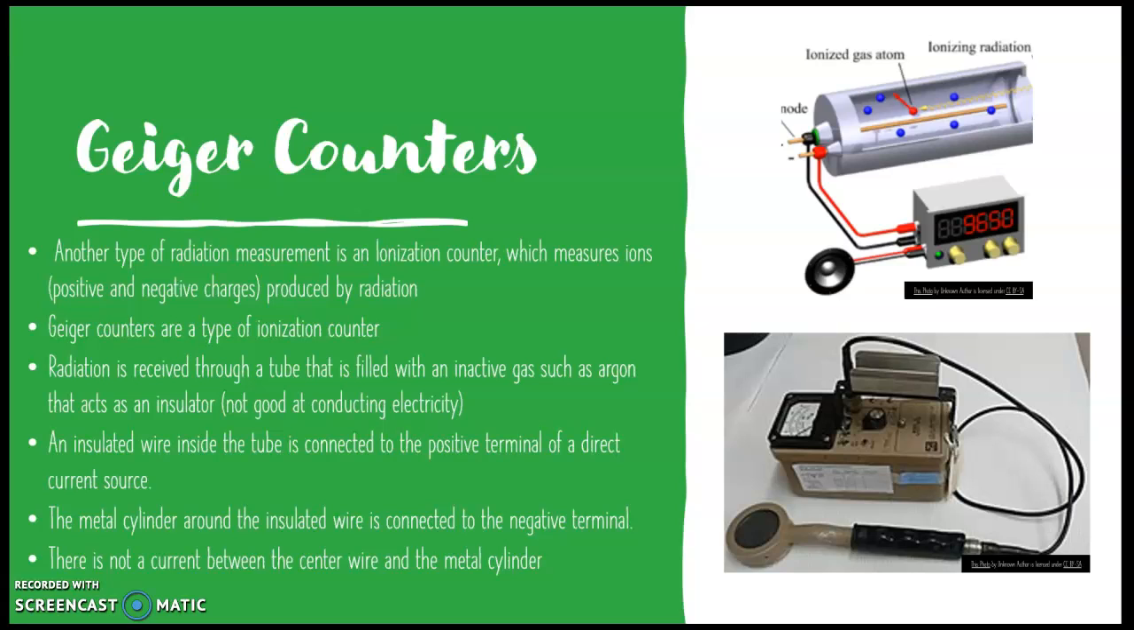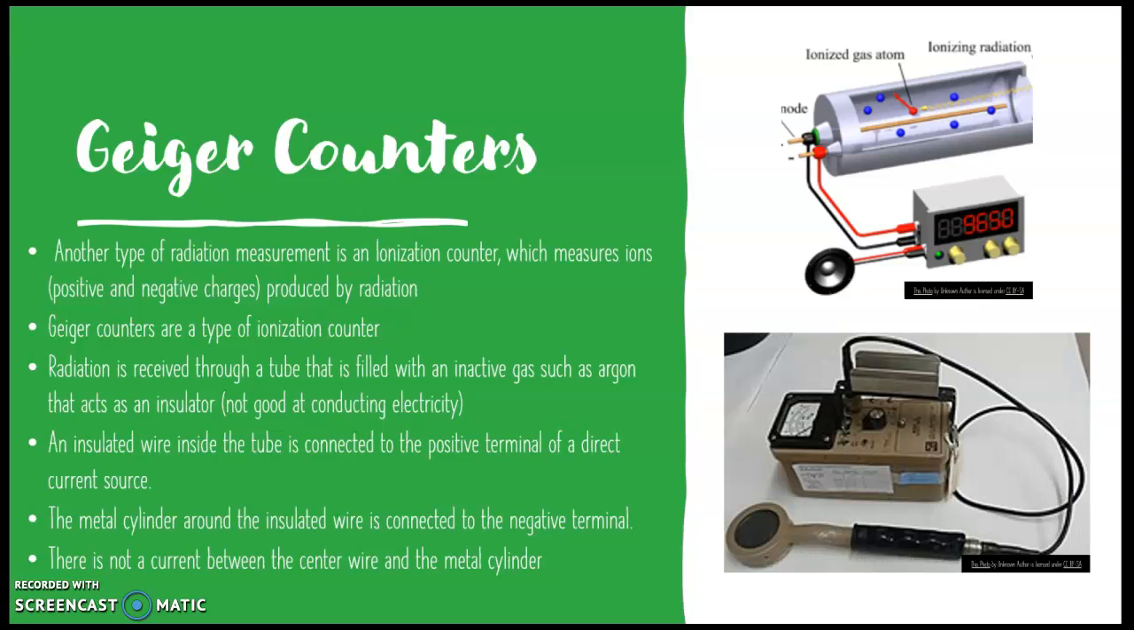Another type of radiation measurement is an ionization counter. We know ions as positive and negative charges, such as electrons or protons or sodium plus or Cl minus. An ionization counter measures the ions produced by radiation. Geiger counters are a type of ionization counter.